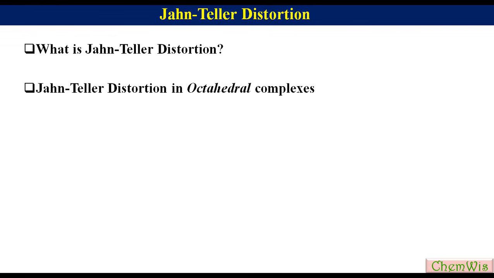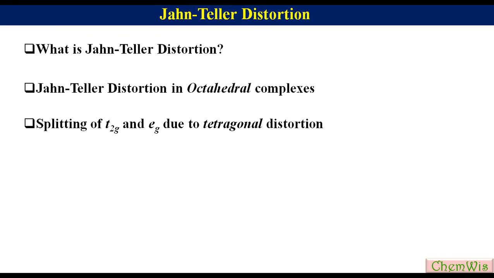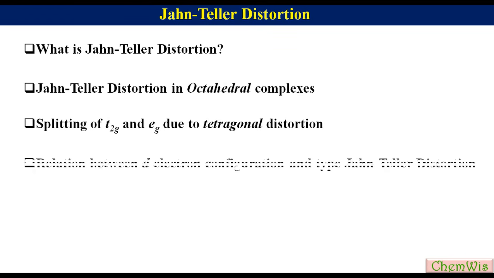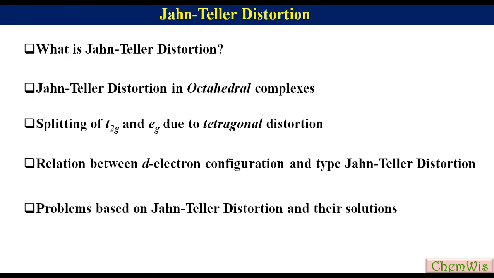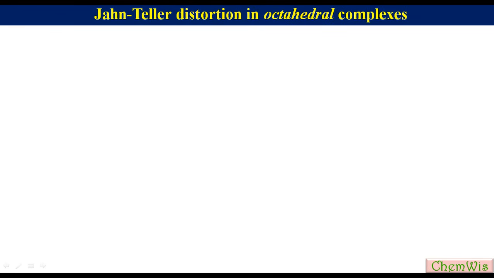Jahn-Teller Distortion in octahedral complexes. Splitting up T2G and EG orbitals due to Jahn-Teller Distortion. Relation between d electron configuration and type of Jahn-Teller distortion, and finally some problems based on Jahn-Teller distortion and their solution. Jahn-Teller distortion is a geometric distortion of a nonlinear molecule to reduce its symmetry and energy.